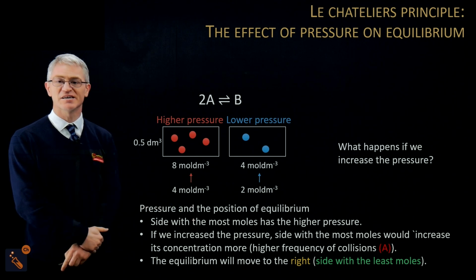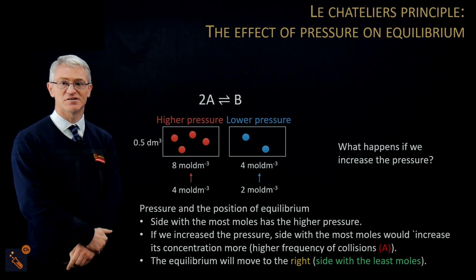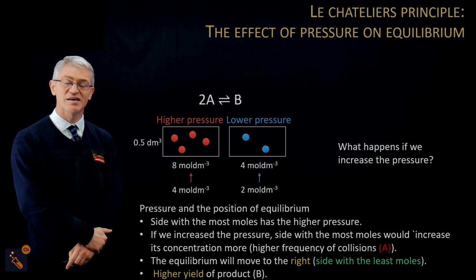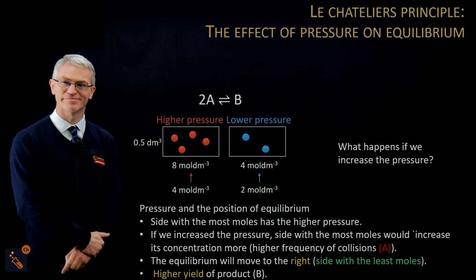And so the green part there is what you say in the exam. Equilibrium will move to the right, and that's because it's the side with the least moles. And that means you'll get a high yield of the product, which in this case is B.